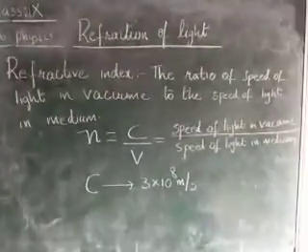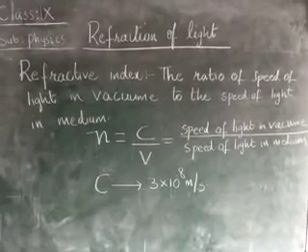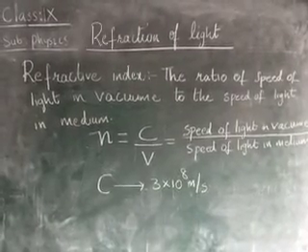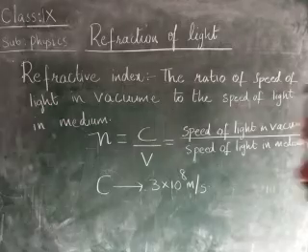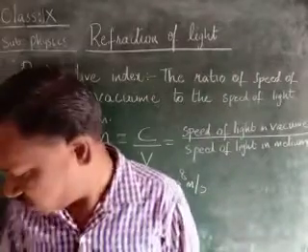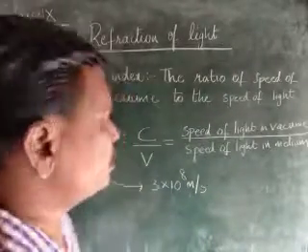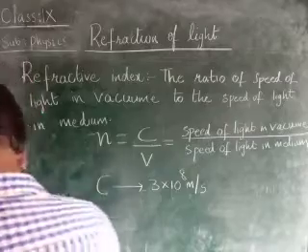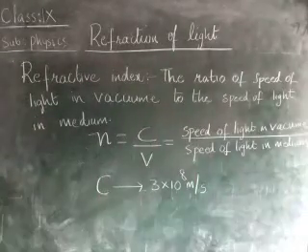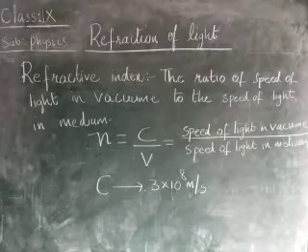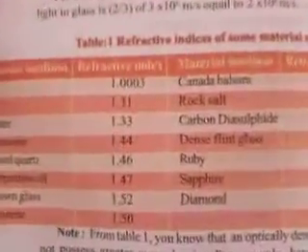Okay, c is 3 into 10 to the power of 8 meter per second. Here V means the speed of light in air or water or glass or anything, children. This is about the refractive index. In the textbook, the refractive index of different media is given, children.